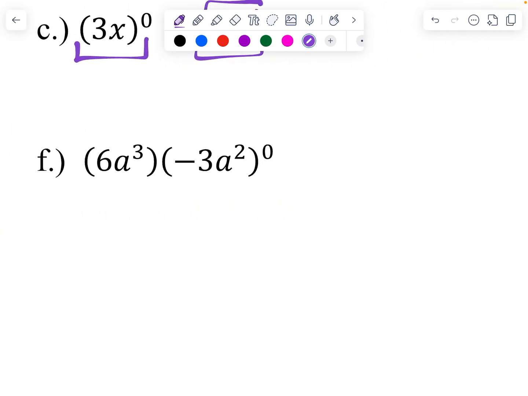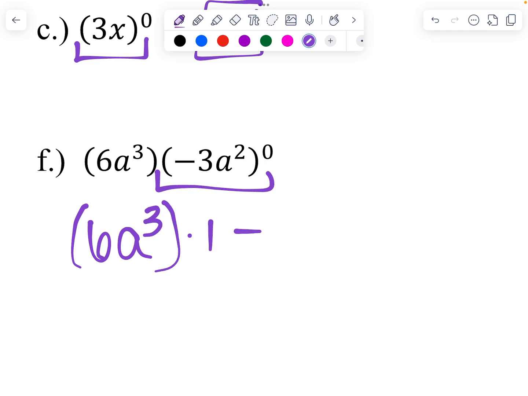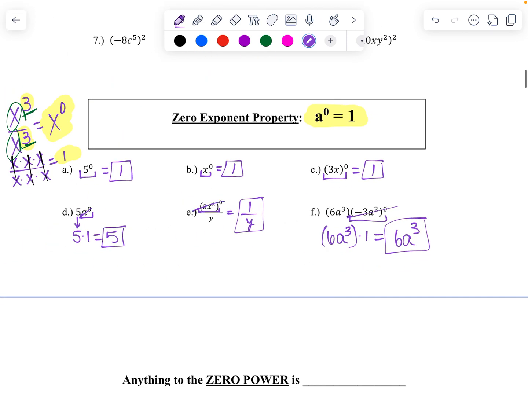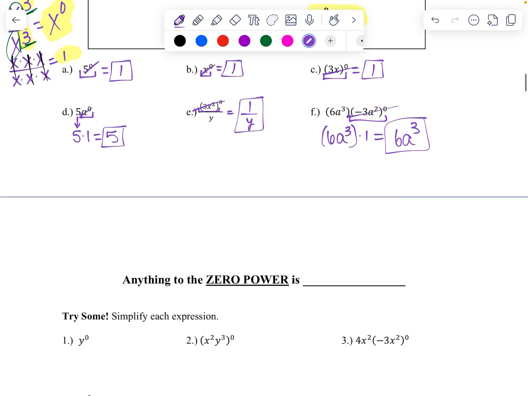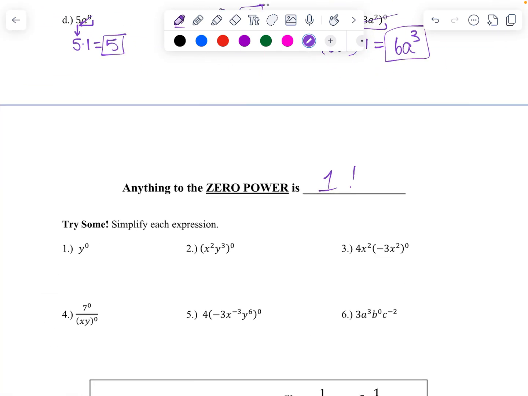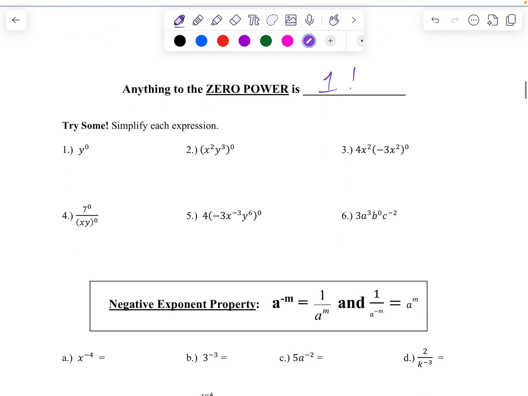Letter F, we have negative 3a squared to the 0 power, which will give us 1, and then we still have 6a to the third multiplied by 1, which is 6a to the third. Again, you can just draw a slash through those. Anything with a 0 power is going to be the number 1. Now, it just depends on what's going on with it. So anything to the 0 power is going to be 1. And then you're going to take a look at the try-some problems. So if you want to pause and give them a try, that's fine. But we're going to go over the answers.